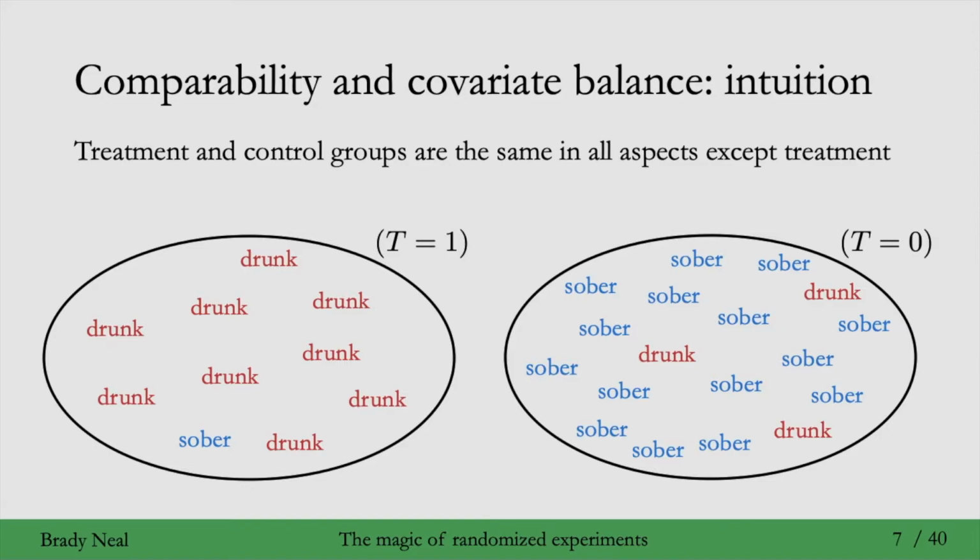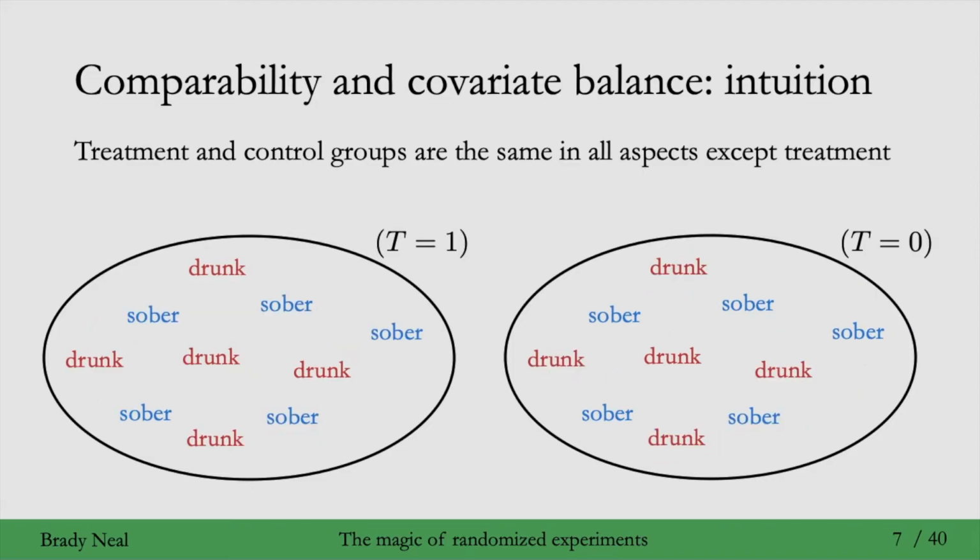But as we just saw, if we determine which treatment group each individual is in by a fair coin, then the distribution of drunkenness ends up being the same in the two treatment groups. So the intuition is that because these two treatment groups are the same in all relevant aspects except treatment, the difference in observed outcomes between these two groups must be due to the treatment. Right, so if we have covariate balance, then association is causation.